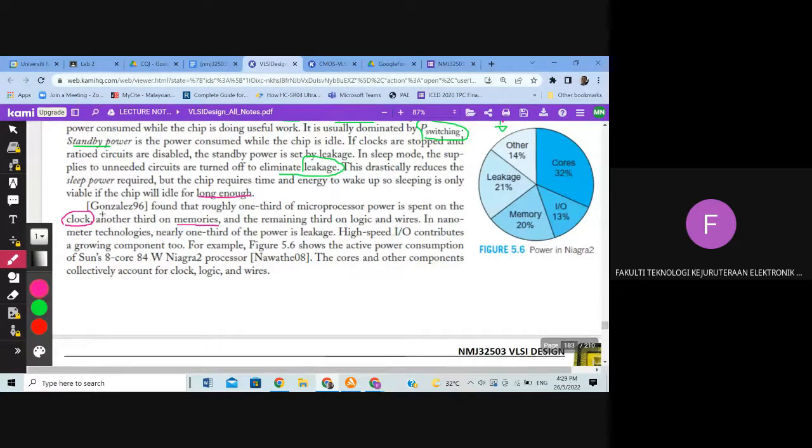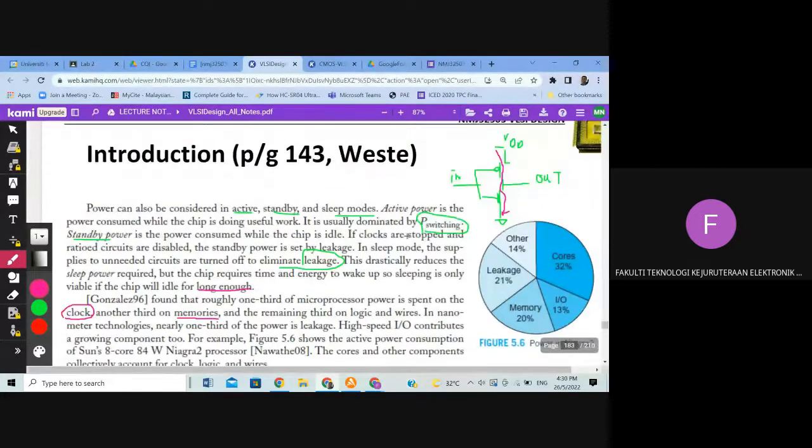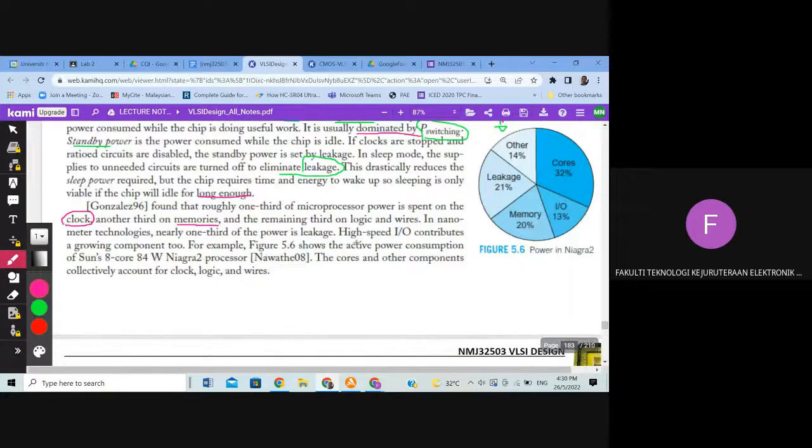So if we combine these two, the majority of the power comes from the switching elements, because memory needs switching and clocking elements also need switching. Remember we discussed four clocking elements: flip-flops, latches, memories, and dynamic circuits. Those elements need switching. That's why it's mentioned here that most of the power is dominated by the switching power. High-speed I/O is a growing component too.